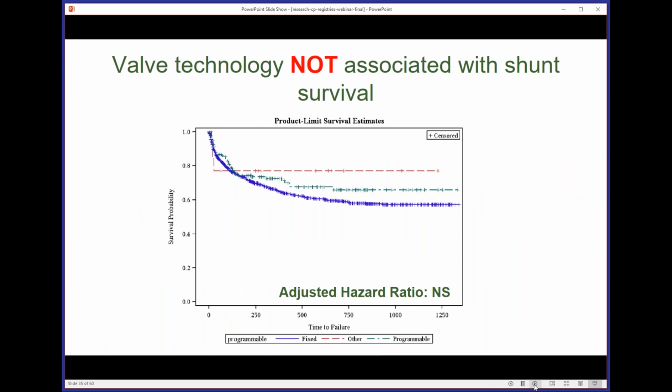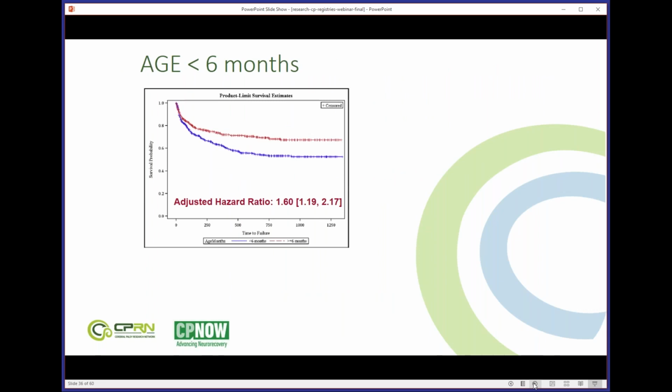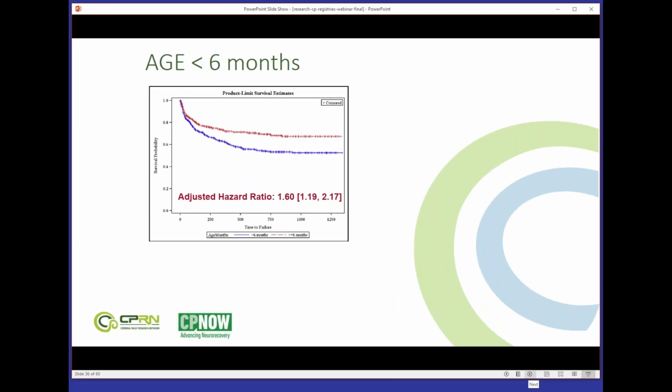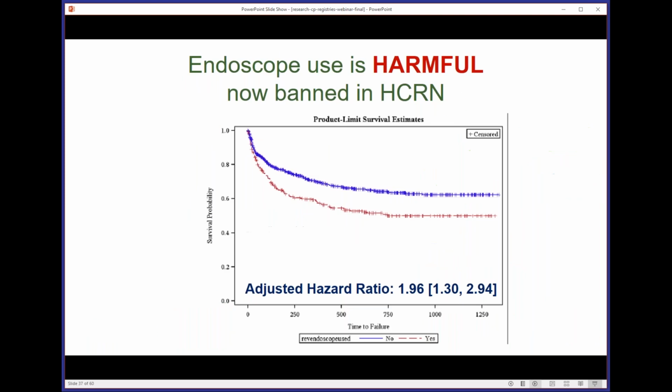And so what did this one say? The valve technology was not associated with shunt survival, so more expensive shunts do not help any better than the cheaper ones. Next one. I found a few novel things. You'll see that if you have a history of cardiac disease, and if you advance the slide, Paul, cardiac disease, and one more time, then your shunt will malfunction sooner, and that's something that has not really been described before, and we're zeroing in on this a little bit more. And next slide.